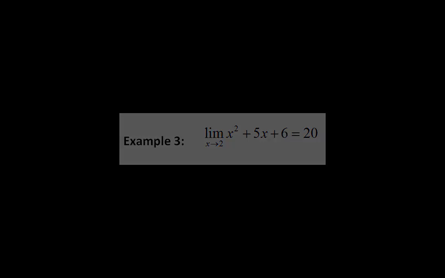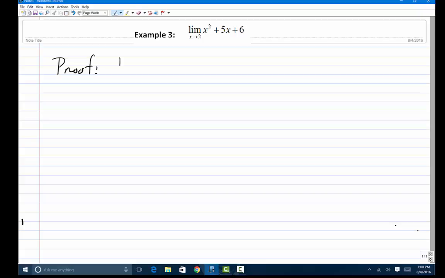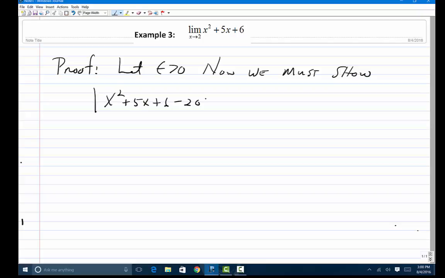Here's a little more difficult example. Let's consider the limit of x squared plus 5x plus 6 as x approaches 2, which is equal to 20. So let epsilon be greater than 0. Now we must show that the absolute value of x squared plus 5x plus 6 minus 20 is less than epsilon whenever 0 is less than the absolute value of x minus 2 is less than delta.